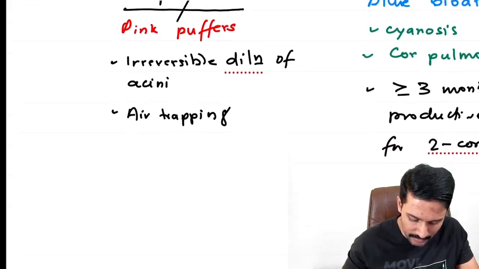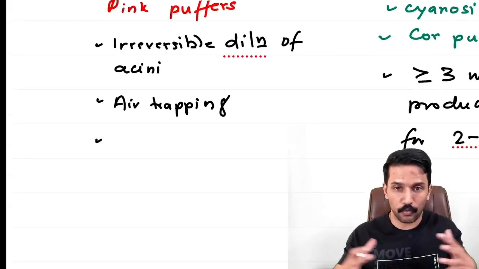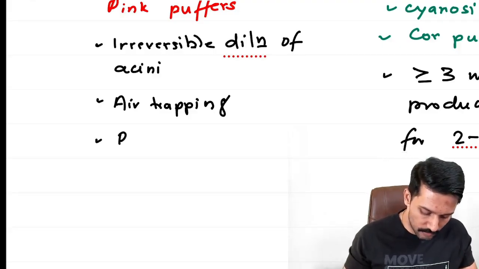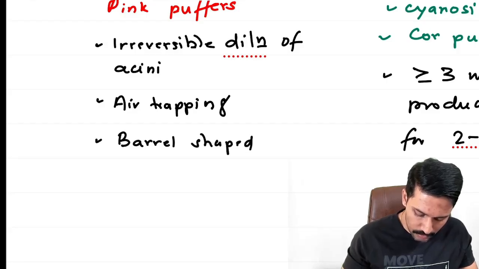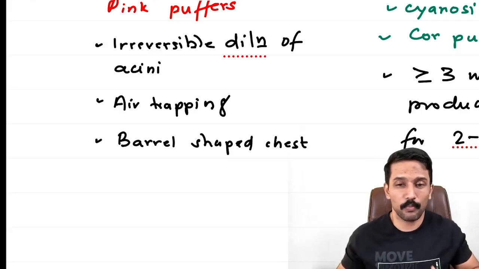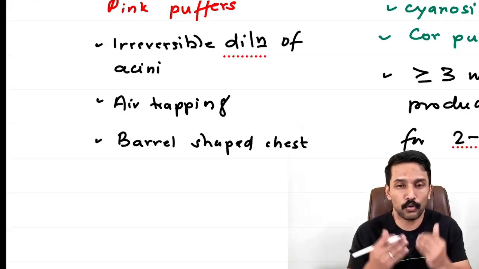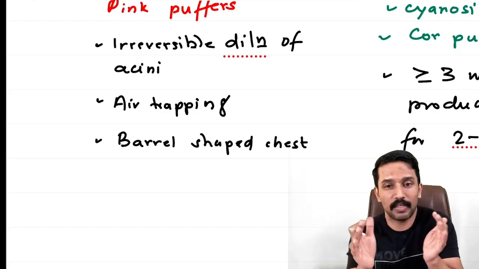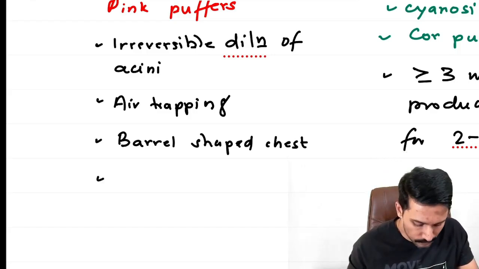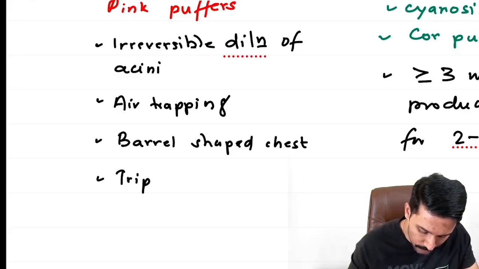And because of this air trapping, now the lung volume starts expanding. To accommodate this expanding lung, the chest wall becomes barrel-shaped. Barrel-shaped chest. Now these patients start struggling to exhale the air out. To make it easy to exhale the air out, or to increase the pressure inside these irreversibly dilated acini, they do some physical changes. One of that is tripod positioning.